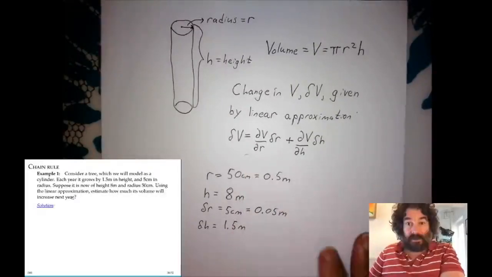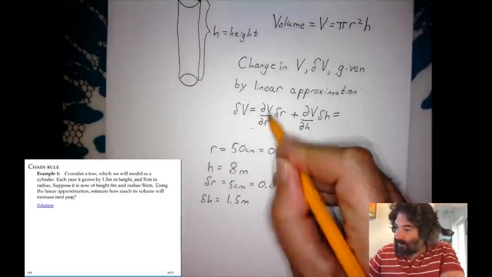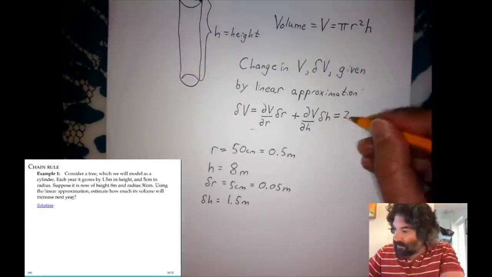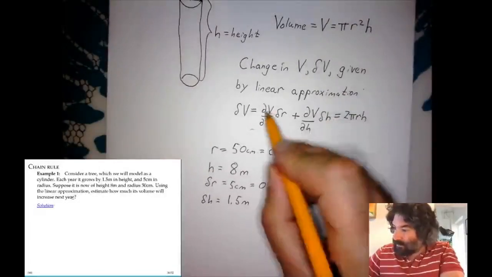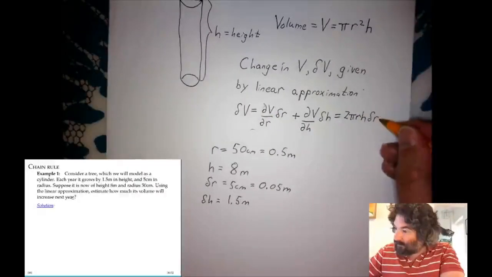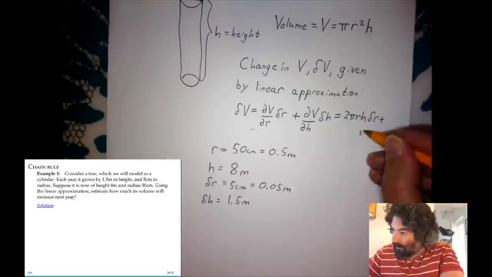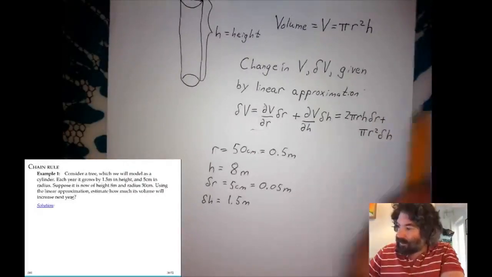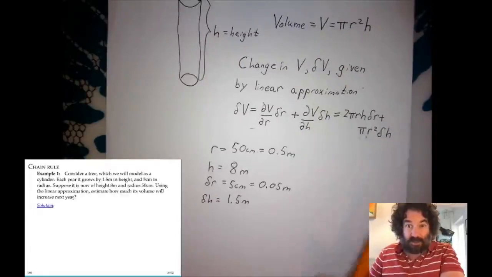And so we put everything into this formula. We have to calculate the derivatives as well. So let's calculate these partial derivatives. dV, the derivative of V with respect to r, is 2 pi r h. This is dV/dr, and times delta r, plus dV/dh is pi r squared times delta h. So this is the derivative of V with respect to h times delta h.